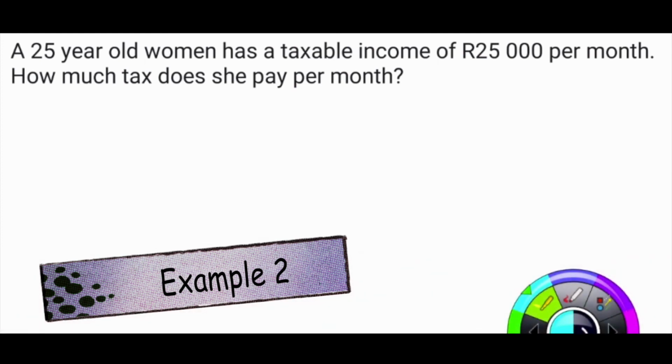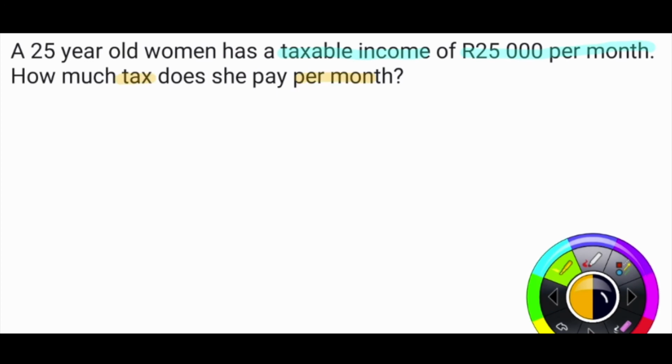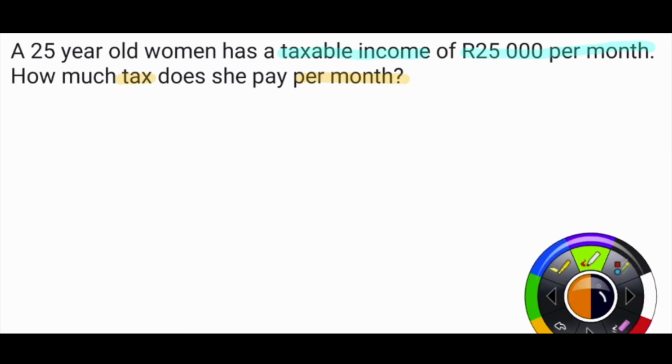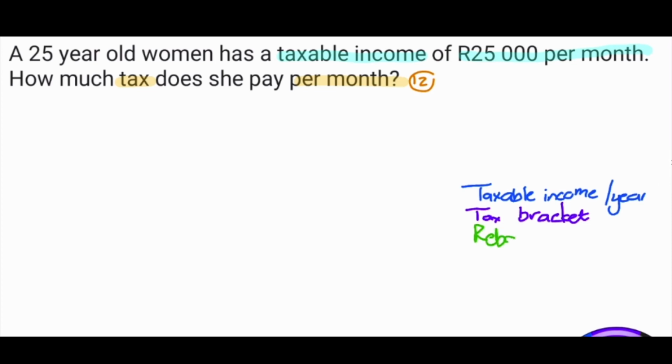Let's look at example 2. A 25-year-old woman has a taxable income of 25,000 per month. How much tax does she pay per month? Again, I'm highlighting important information, and if my eye catches anything, I make notes. I'm going to make notes on the right-hand side of what I think I should do. In this example, they talk about taxable income per month. I know tax needs to be worked out per year or annually. Next step would be the tax bracket. Rebate. And tax per month.